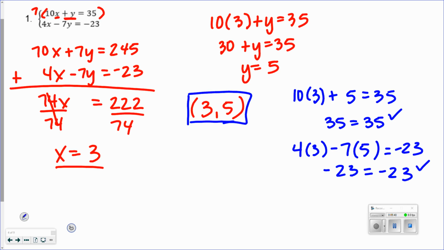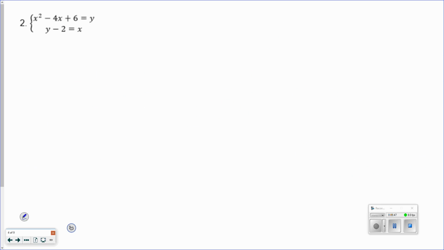Okay, so next step. Now for the rest of the problems, I'm going to do the substitution method. When I do the substitution method, what I like to do is get both of my equations equal to y. So the first equation, y is already by itself, so I don't have to move anything. The second equation, I have to get rid of that minus 2, so I am going to add 2 to both sides. So this becomes y equals x plus 2.